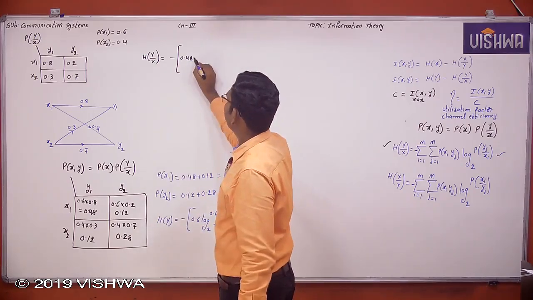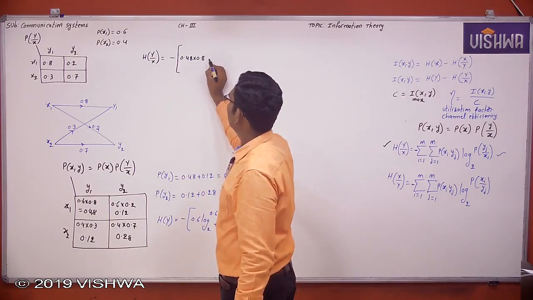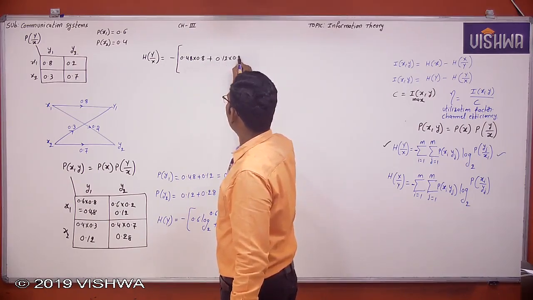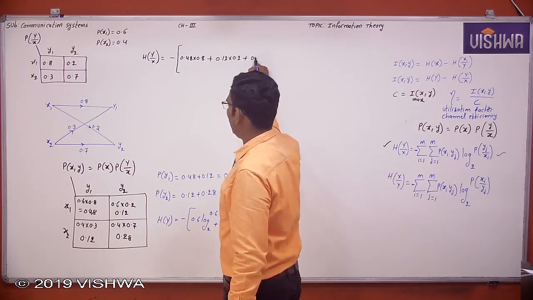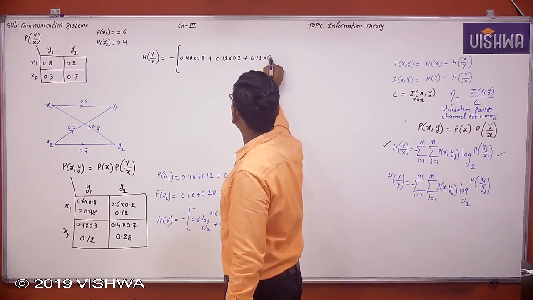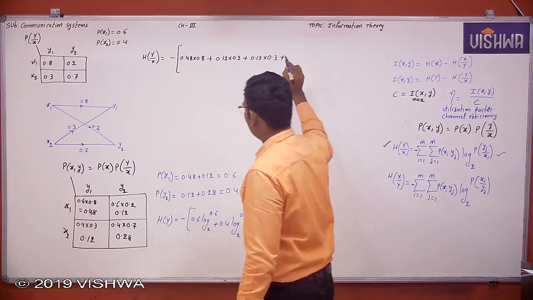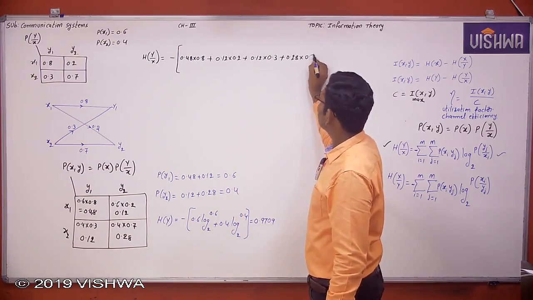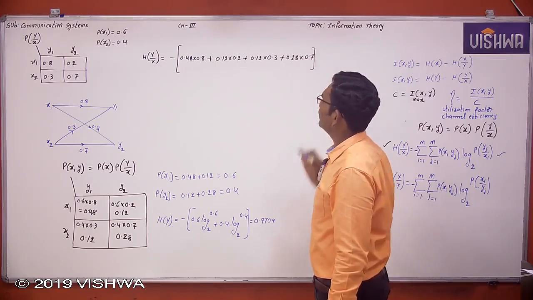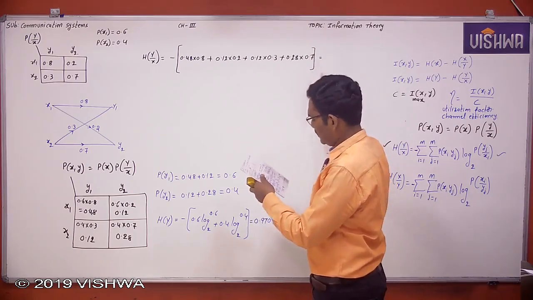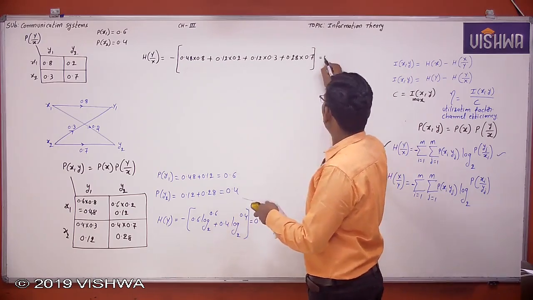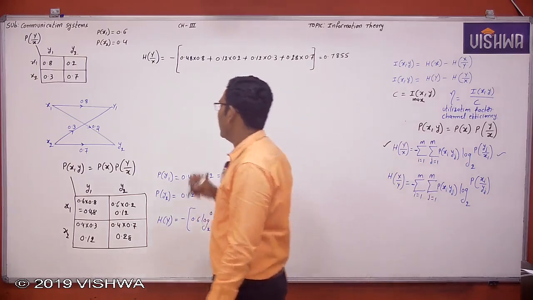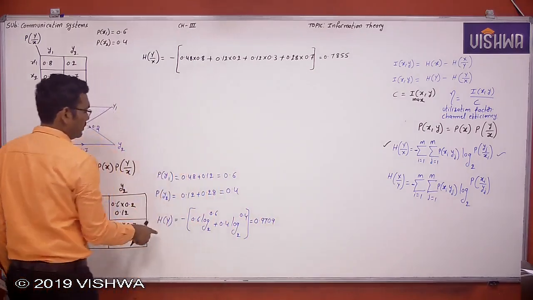0.48 into 0.8 plus 0.12 into 0.2 plus 0.12 into 0.3 plus 0.28 into 0.7. Now this is the H of Y by X. Now this is nothing but 0.7855 bits per symbol. Okay. Now this is H of Y by X. This is H of Y.